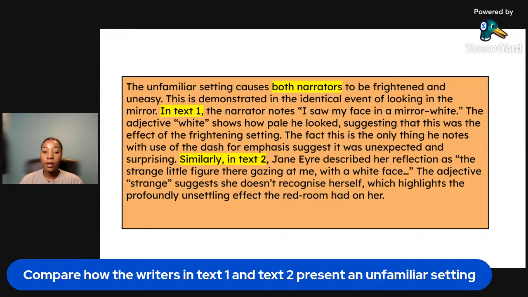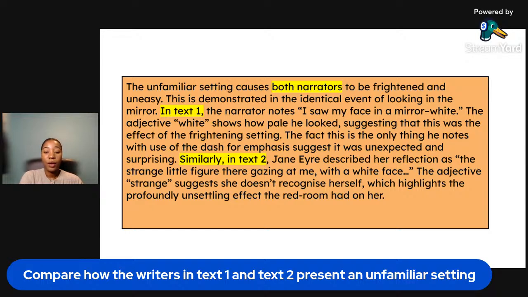The opening sentence is the comparison. It's focusing on a similarity, and then you look at both texts following that in order to demonstrate the similarity that you've noted.